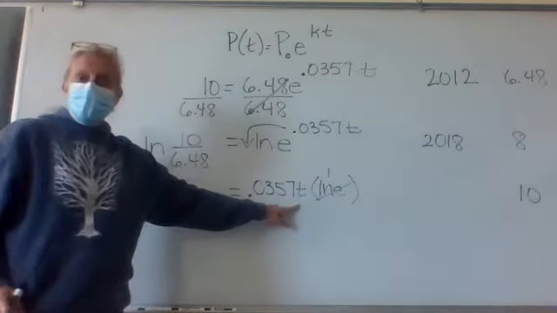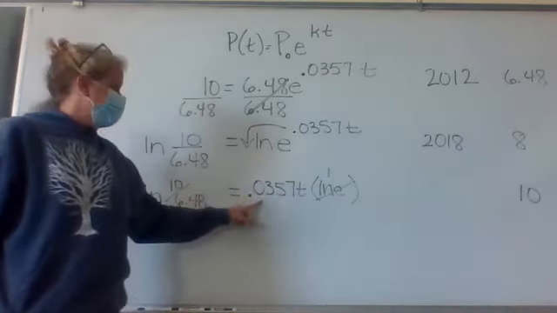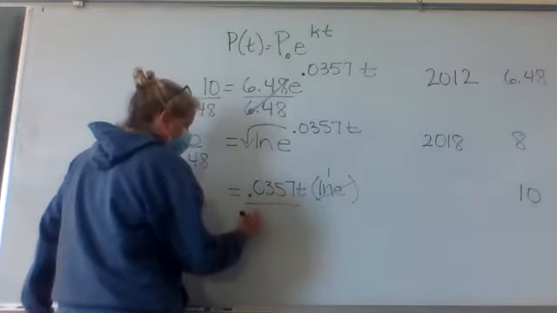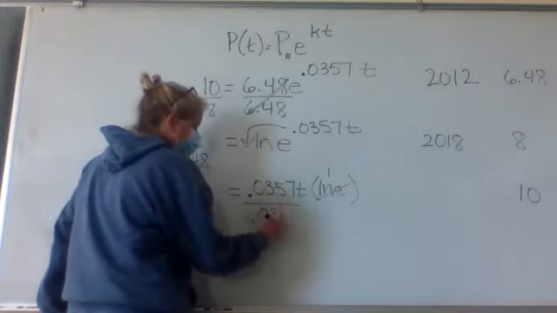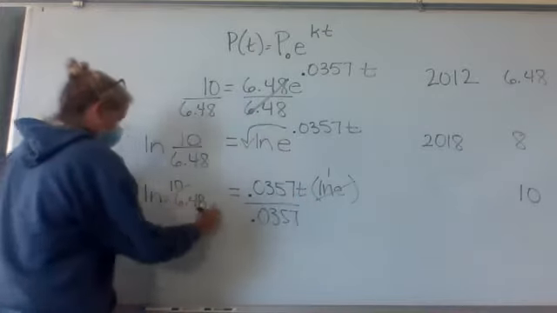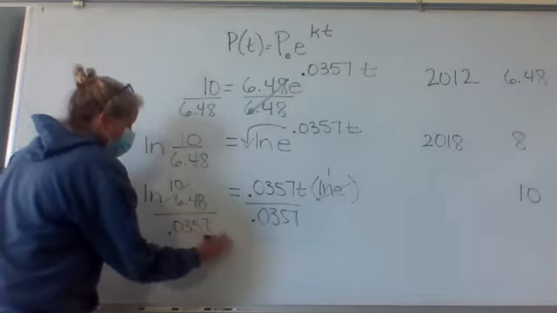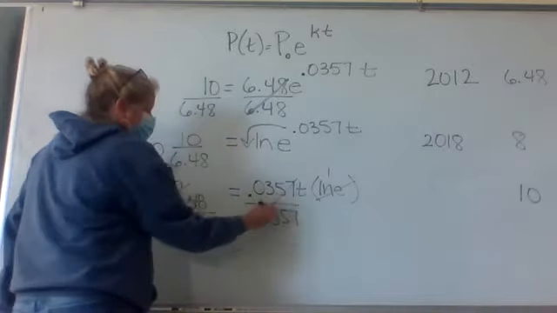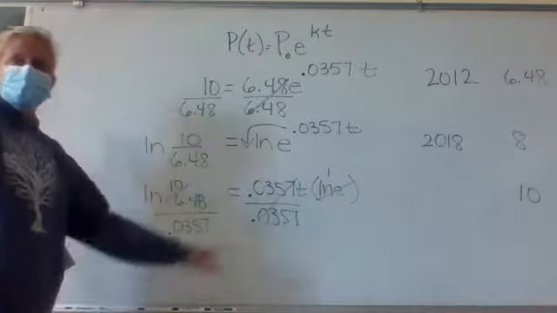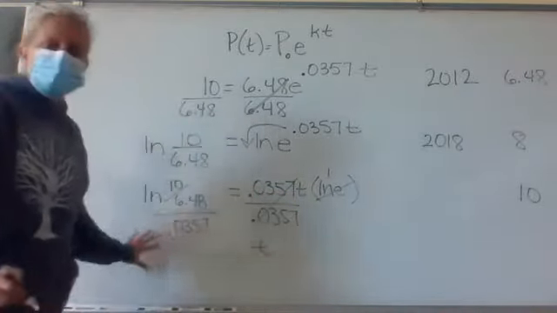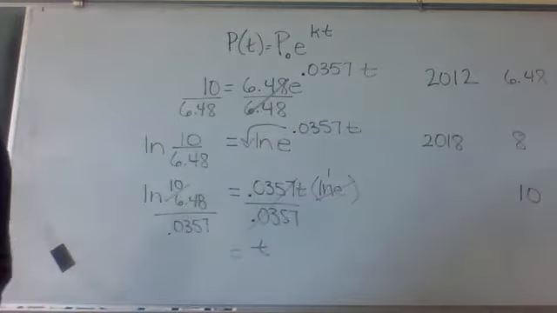If I'm trying to get t by itself, all I have left is this 0.0357 hooked onto it, so divide by that. 0.0357. So that's canceled. So now look, all you have left on the right is a t. Now is when I'm just going to do all that in my calculator.